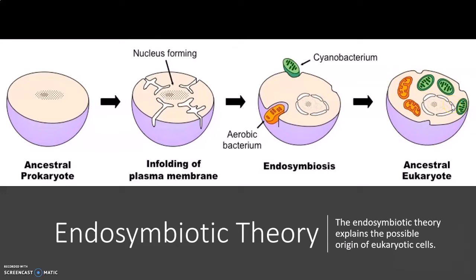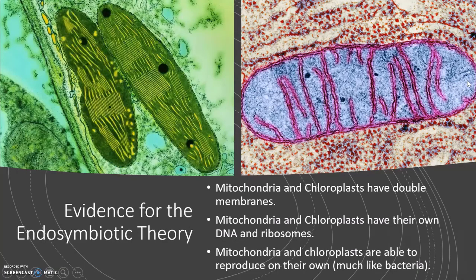So in science, every time we have a theory, we know that there has to be evidence to support that theory. This is not some wild guess. So some of the evidence that we have for the endosymbiotic theory, you have three things listed here. That's pretty compelling evidence. And it mostly has to do with the mitochondria and chloroplast. Those are the most studied organelles.